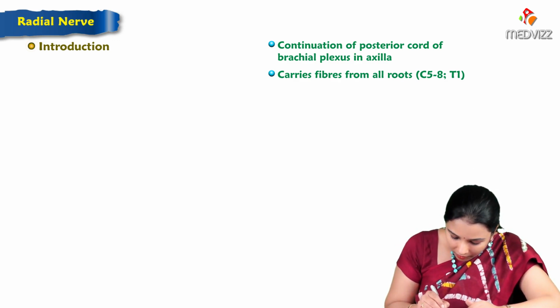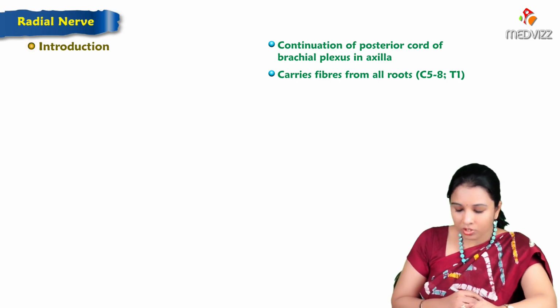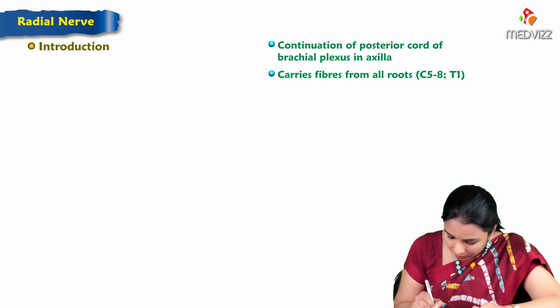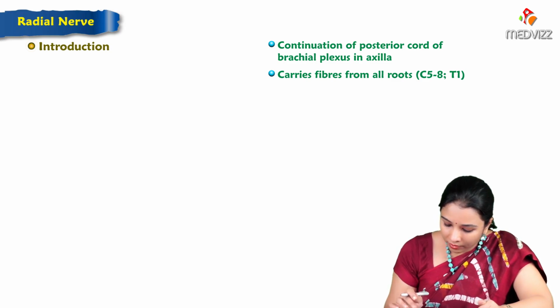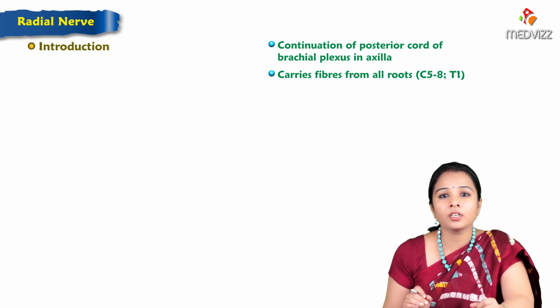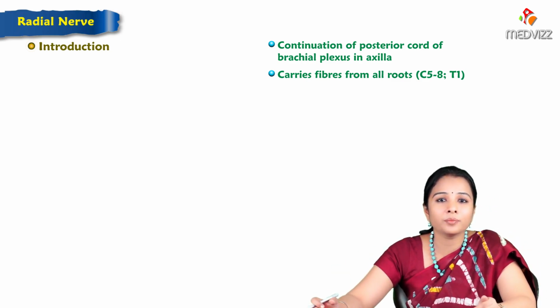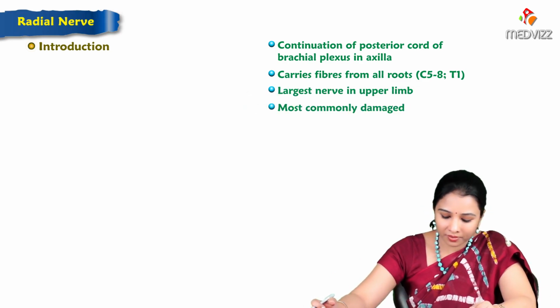And this posterior cord gives several branches. One of them is quite thicker, and it is the continuation of the posterior cord of the brachial plexus, that is the radial nerve. Now we know the posterior cord is formed from the root values C5 to T1, so the radial nerve root value is also C5 to T1. The ventral rami of C5 to T1 form the radial nerve, which is the thickest nerve among all the nerves in the brachial plexus. So it is the largest nerve in the upper limb and most commonly damaged.